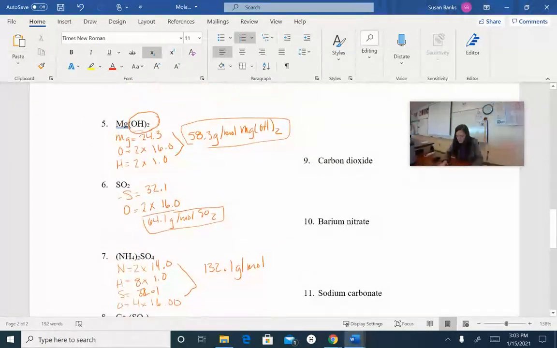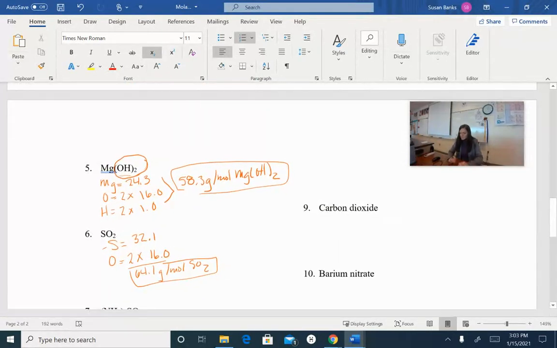All right, let's go to number 9, carbon dioxide. Di means, we've done this before. Di means 2. So we have carbon and 2 oxygens. Okay, so that's the formula. We have 1 carbon and 2 oxygens. So carbon, we've done that, 12.0. Oxygen, we need to multiply it by 2, and we've got 16.0. So we're going to add that together. So 12 plus 16 times 2 gives us 44 grams per mole.